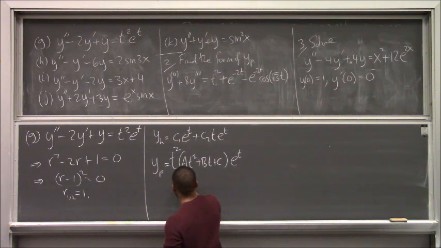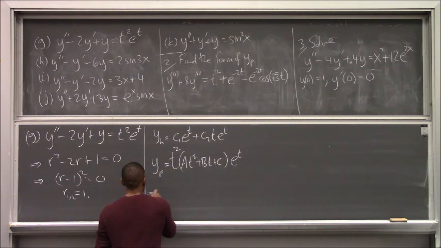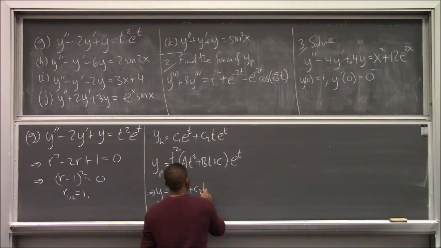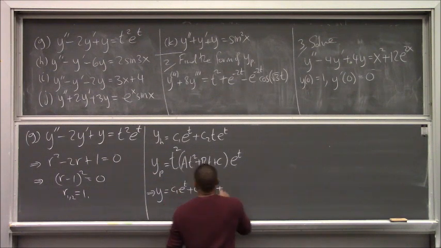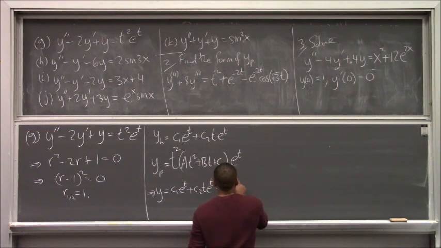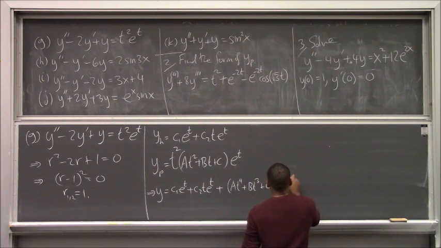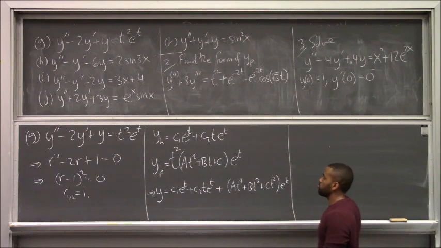So right now we're not worried about finding coefficients just yet. We just want to find the form, so the general solution would look like c1 e to the t plus c2 t e to the t plus (a t to the 4 plus b t cubed plus c t squared) e to the t. That would be our general solution.